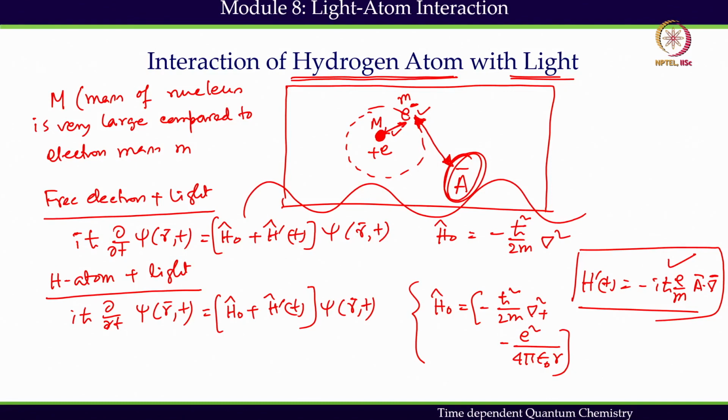So, in light atom interactions, we are primarily interested in exploring different features which play a decisive role for an atom to make a transition from one stationary state to another stationary state. So, what happens in light atom interaction? Because of this interaction, this atom can actually undergo a transition from one state to another state. So, let us say this is the initial state, this is the final state.